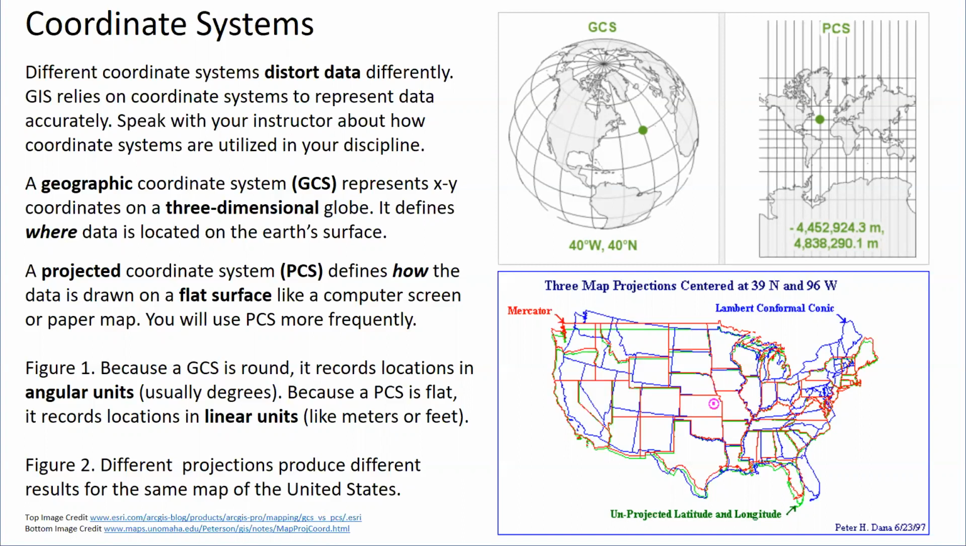A geographic coordinate system defines where data is located on the 3-dimensional surface of the Earth's globe. A projected coordinate system defines how that data is drawn on a flat surface like a computer screen or a paper map that you might need to print. If you're working in the Urban and Regional Planning program, for example, you're most likely going to be working with projected coordinate systems, or PCS, that are measured using linear units like meters and feet.